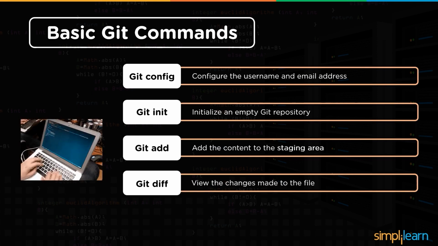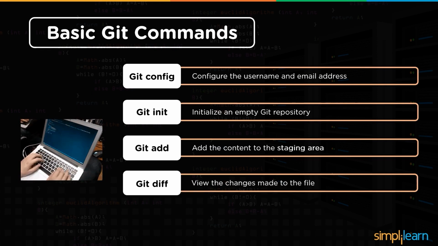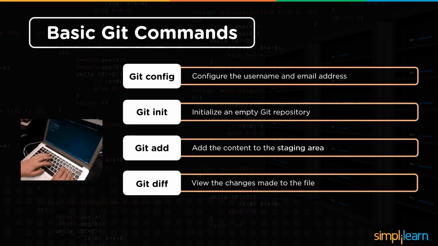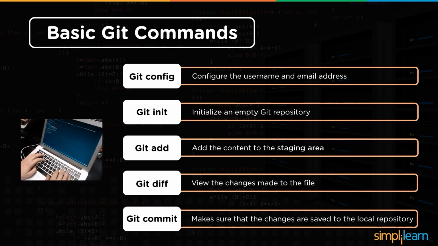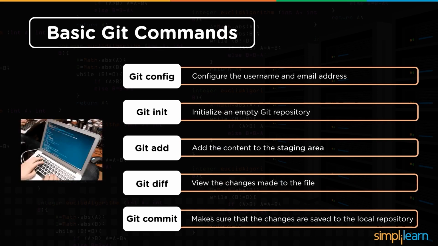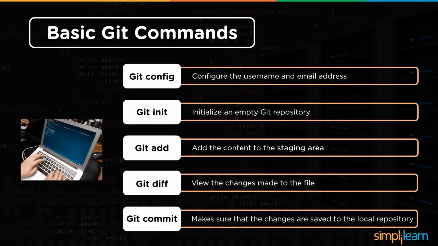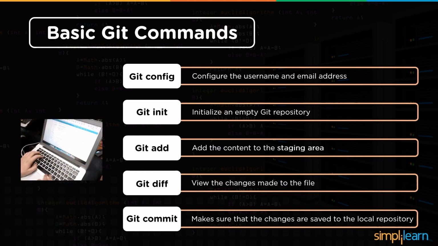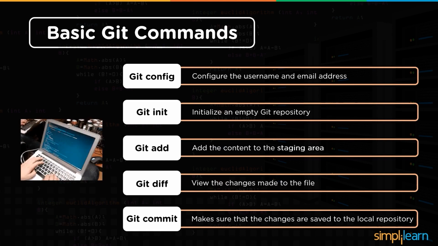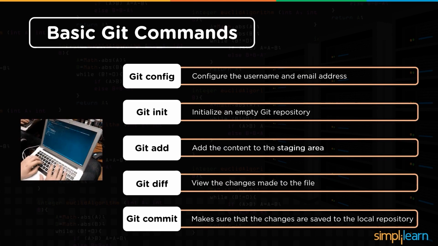Then we have the git diff command. The git diff command is used to see the changes made to the files, to see the difference. You can also use git diff with branches to see the difference between the 2 branches. The git commit command makes sure that all the changes are saved permanently into the local repository. So git add and git commit are executed in a sequence: first you add the files to the staging area, and then git commit picks up those files from the staging area and preserves them permanently as a commit in the local repository.